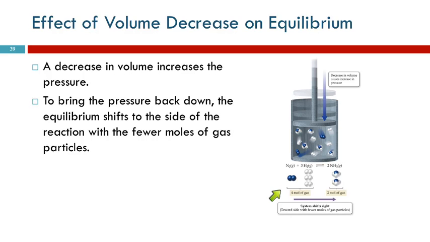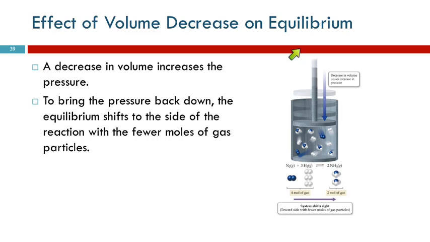So in this example here, nitrogen reacting with 3 hydrogen molecules to form 2 molecules of ammonia gas. On the left side of this equilibrium, we have 4 moles of gas. On the right side, we only have 2 moles of gas.